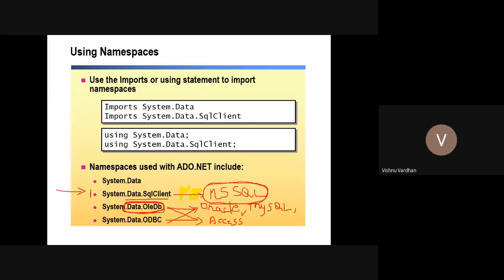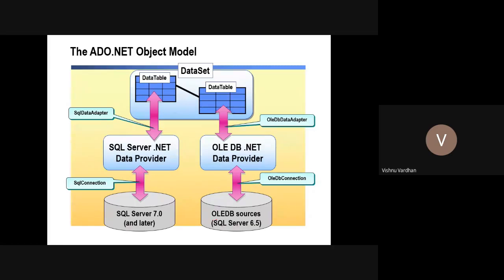So this is one library, SQL client. OLEDB is the second library, and ODBC is the third library. So these DLLs or libraries are actually supported under the ADO.NET library. So then how it is actually working? So this object model we come to see.